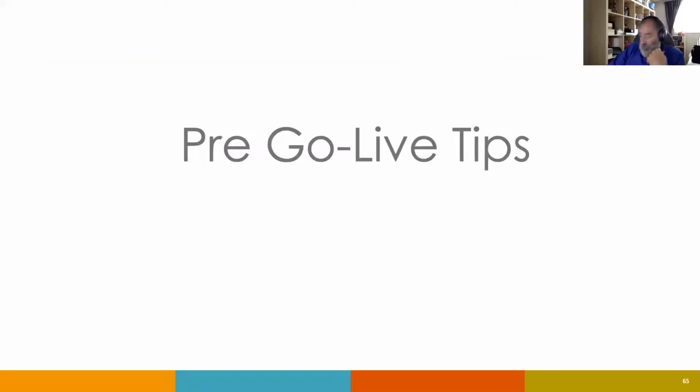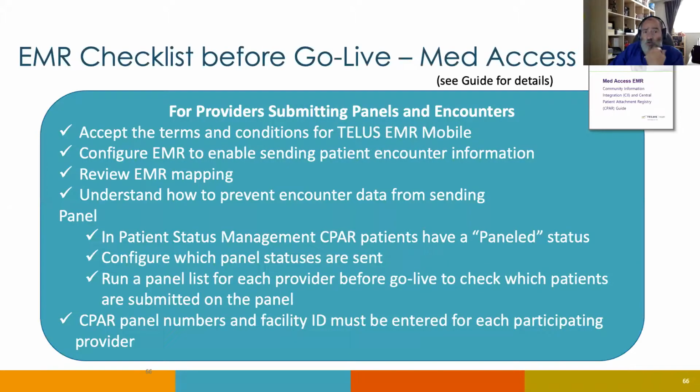And so finally, a few tips for what you have to do before you go live with MedAccess. So there's a bit of a checklist here. If you're going to be submitting panels and encounters, which is most primary providers, the first thing you need to do is accept the terms and conditions for TELUS EMR Mobile. Now, many people will have done this already if they're using EMR Mobile. If you're not using EMR Mobile, that's fine. Accepting the terms and conditions doesn't mean that you then have to use it.